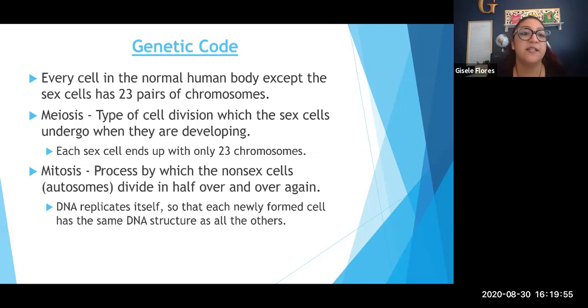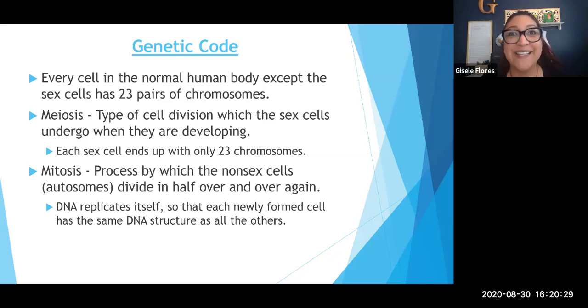Okay, so that's meiosis. Mitosis, on the other hand, is how every other cell in the human body divides. And they're going to divide in half over and over and over again. And what's neat about mitosis and with autosomes is every single cell has an identical replication of your DNA. And your DNA is that information of what makes you you. And we're going to talk a little bit more about that in a second. But every single cell in your body has your DNA present.